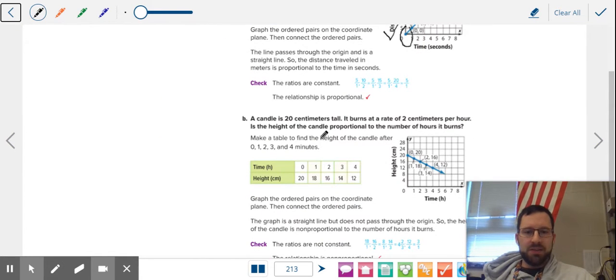If I look down here at this example of a candle burning, it passes the line test. It is going down at a constant rate. However, it does not start at 0, so it fails the origin test. It would need to start here and go up.